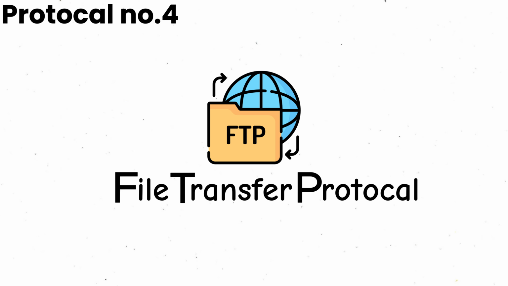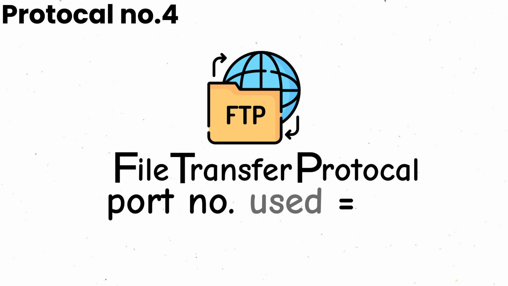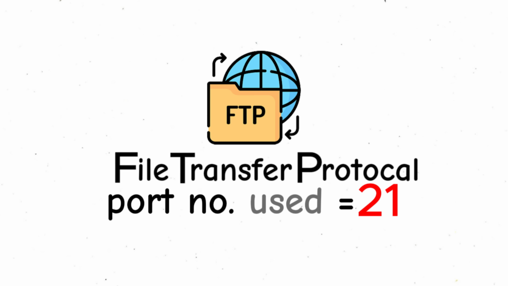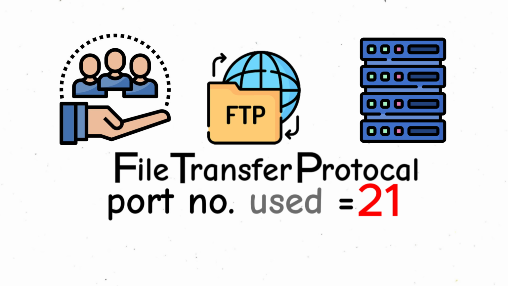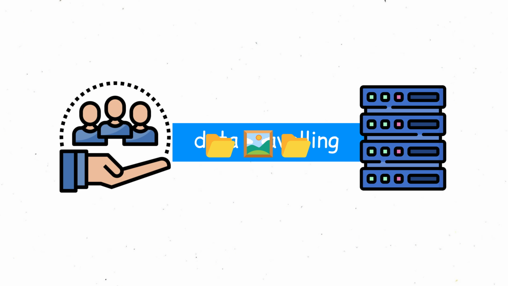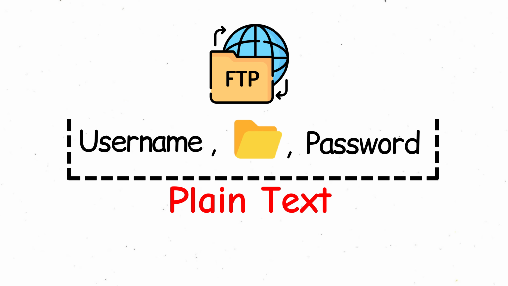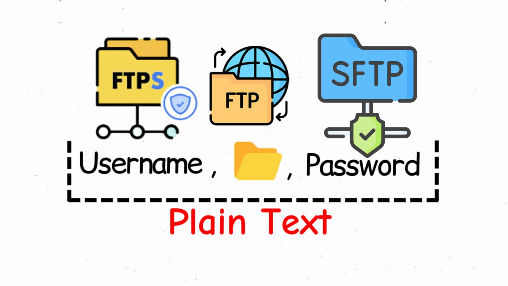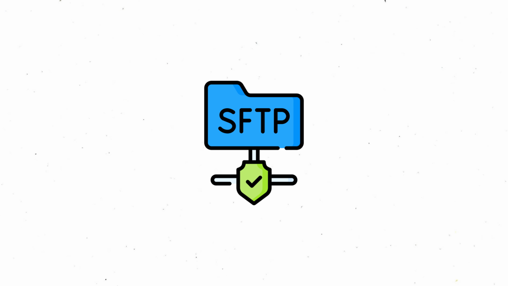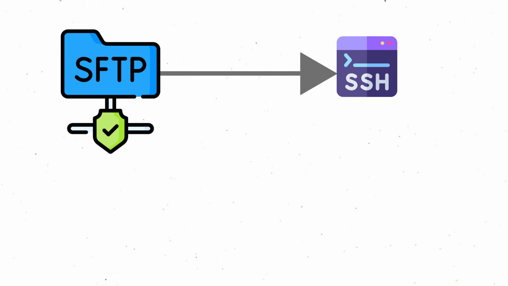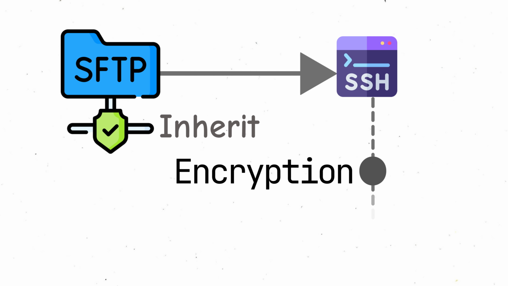FTP stands for File Transfer Protocol, and it uses port 21. It's designed specifically for transferring files between a client and a server. Its entire purpose is moving data, nothing more. But here's the important part. Classic FTP is not encrypted. Usernames, passwords, file contents, all of it can travel in plain text, which means anyone intercepting the traffic could read it. That's why modern systems prefer FTPS or SFTP. SFTP especially is popular because it runs over SSH, meaning it inherits SSH's encryption and security.